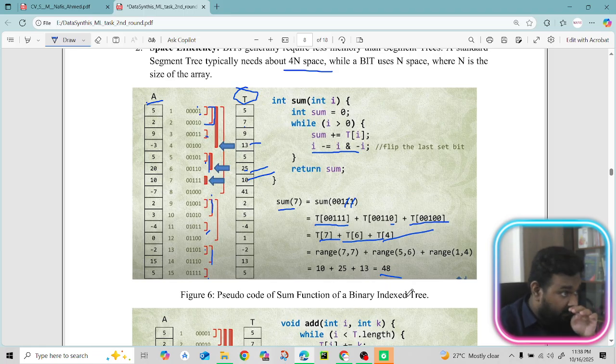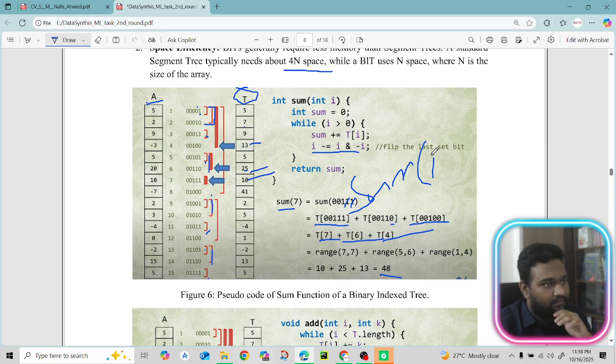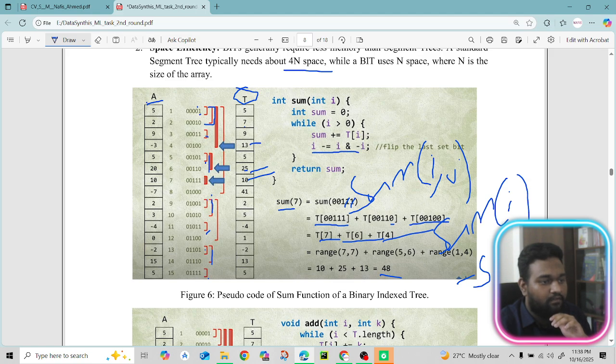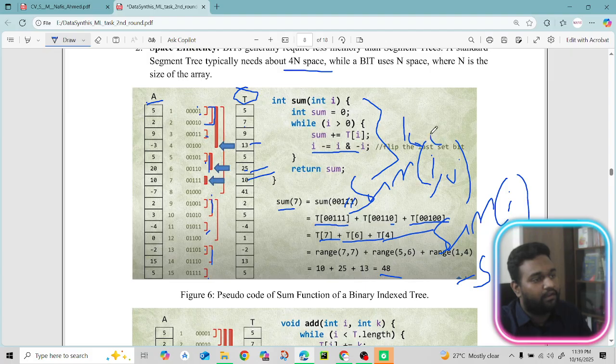And if I need a range sum, for example, sum of I comma j, sorry for the handwriting, what will I do? It's a very easy thing. Sum I minus sum j minus 1. That's how I'm going to get the range sum. I'm just subtracting the values. That's how you can get the sum. And if you look into this, it is actually order of log n. I'm sorry for my handwriting, I don't have the mouse pad right now. Order of log n.